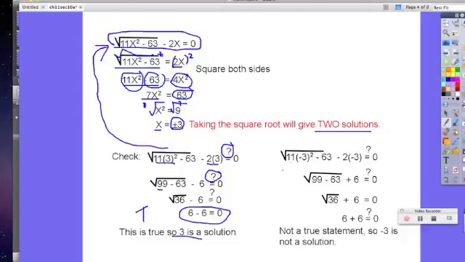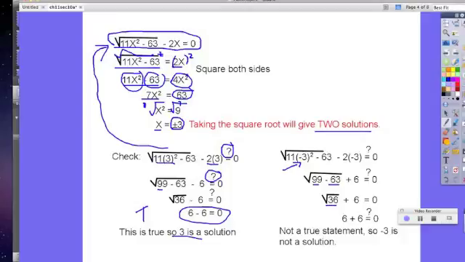11 times negative 3 squared. This is 99 minus 63, because remember, negative 3 squared is 9, and 9 times 11 is 99. Minus 63 gives us the square root of 36.